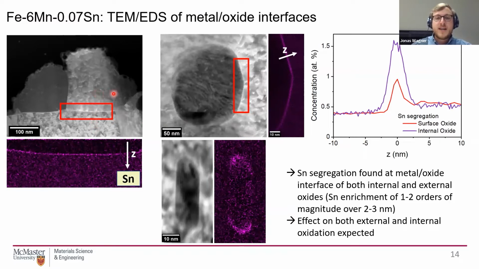I tried different internal oxides, here a larger one, more than 100 nanometers in diameter. But I could even find tin at very small ones, which were barely 10 nanometers wide. So it really helped me to confirm the presence of tin at all the interfaces I was interested in.